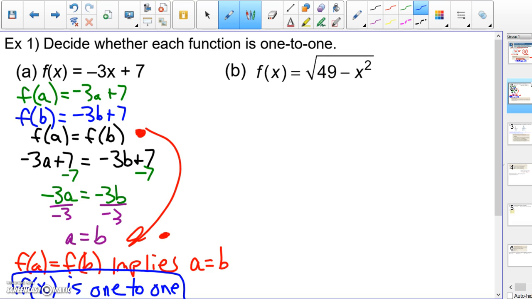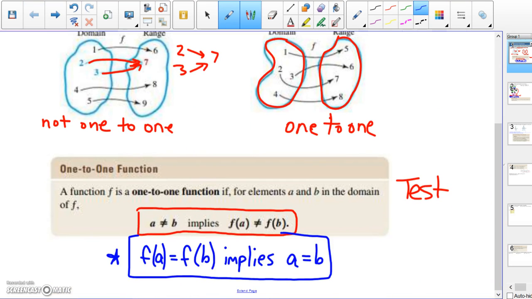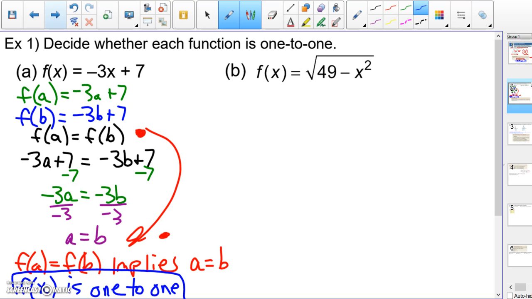Part B, we could do the same thing, or actually it's going to be easier on this one, to use the statement in red. A not equal to B implies f of A does not equal f of B. So what I'm trying to show is something like two numbers go to the same y value. All right, remember what 1 to 1 is. Each x goes to exactly one y.